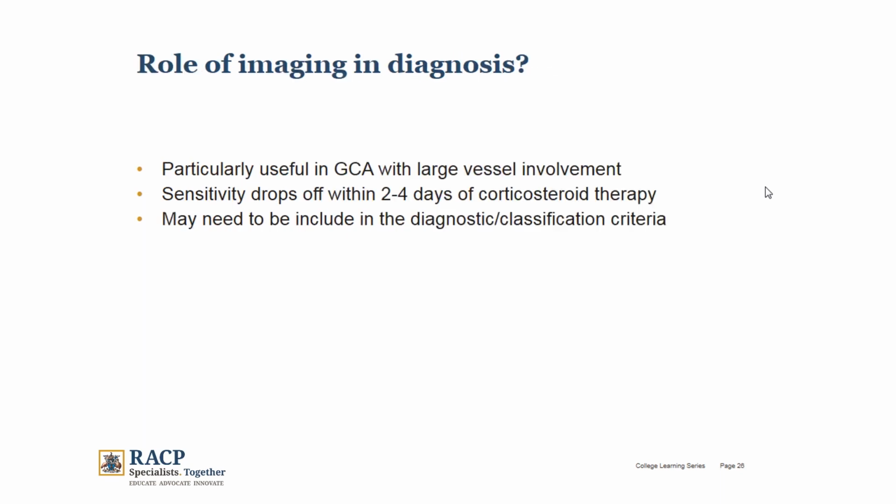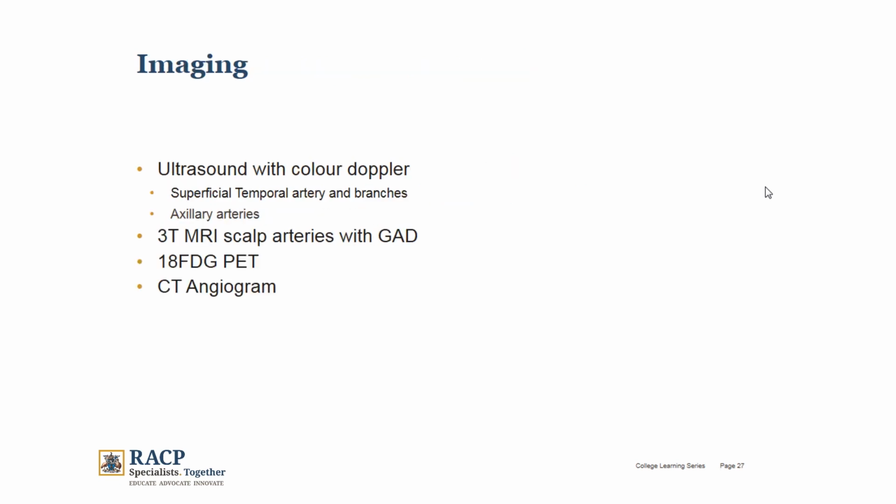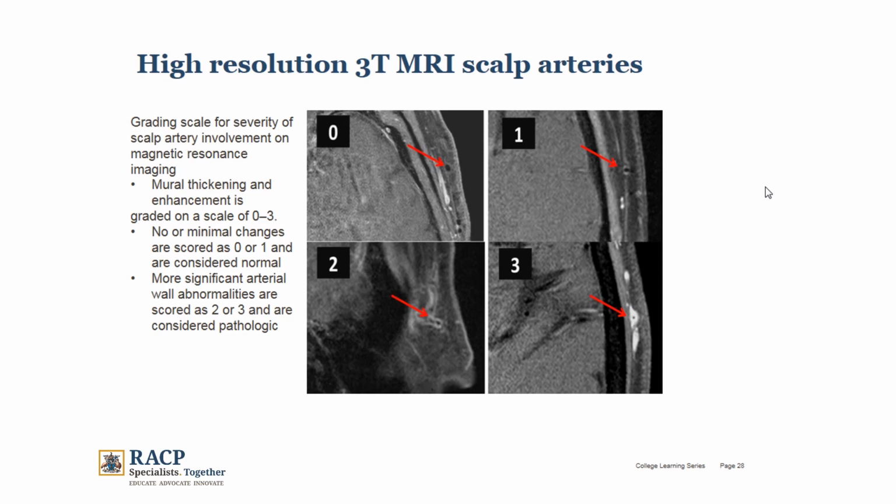Because of this, the role of imaging has become more important, and it's particularly useful in patients with large vessel involvement. However, imaging sensitivity tends to drop off within 2 to 3 days of treatment with steroid. Imaging may be part of the diagnostic or classification criteria in the future. We use ultrasound, MRI, PET scans, and CT angiograms for the diagnosis.